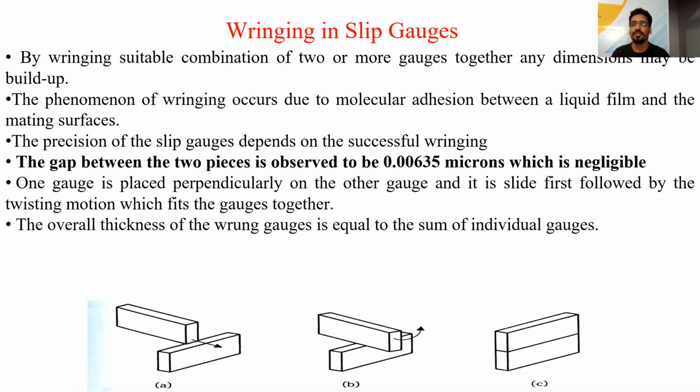The overall thickness of the wrung gauges is equal to the summation of all the individual gauges. It means if we use 5 slip gauges to make a particular dimension, then the summation of all the individual gauges will give you the final dimension which you want to achieve. So this is how wringing takes place.